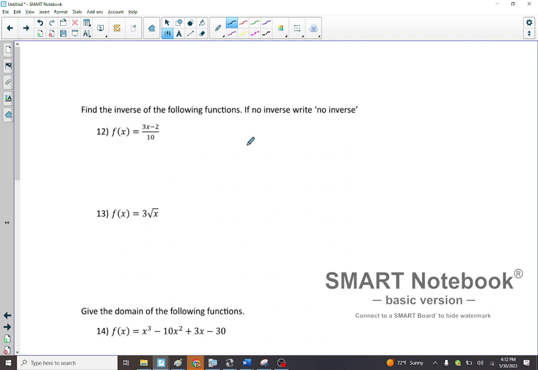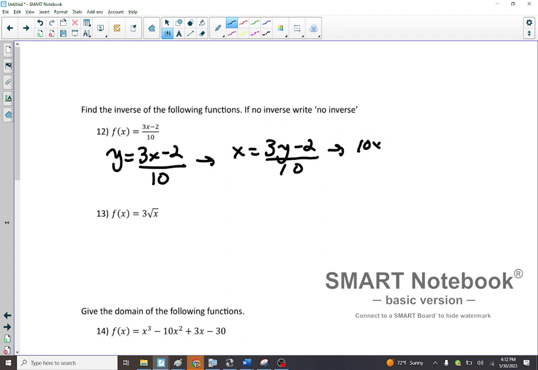Next one. Inverse. For inverse, you change the f of x into a y. So y equals 3x minus 2 over 10. You swap the x's and y's. So every y becomes an x, every x becomes a y. When there's one variable, it's pretty easy. And then you solve for y, aka get y by itself. So I would times 10 on both sides. Then I'm going to plus 2, then divide by 3. 10x plus 2, all divided by 3 equals y.